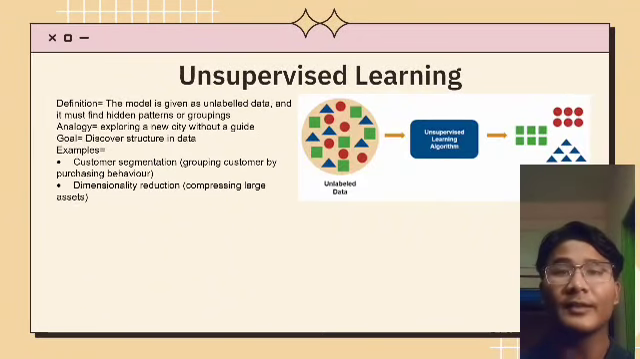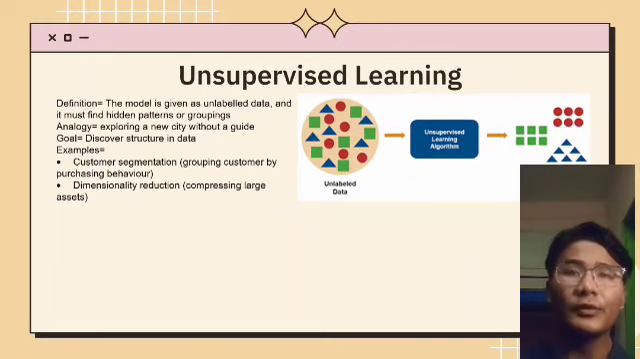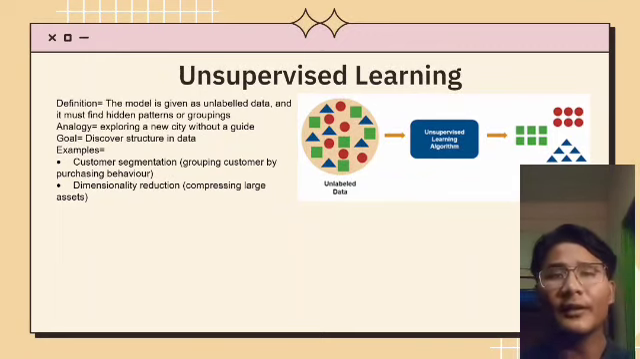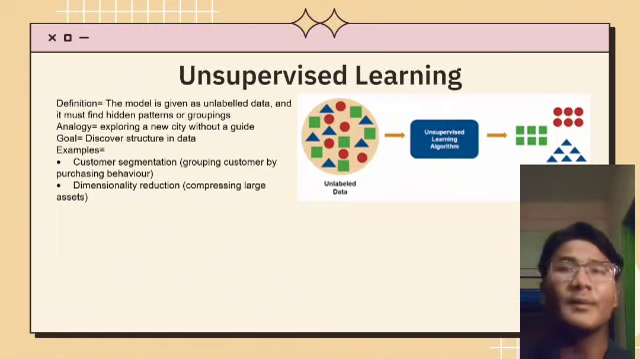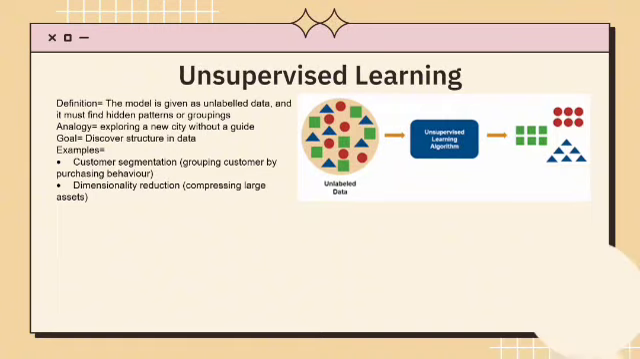Next is unsupervised learning. Here, the data is unlabeled, so the model has to find hidden patterns or groupings by itself. It's like exploring a new city without a map. A common example is customer segmentation, where businesses group people based on their shopping habits. The diagram shows raw, unlabeled shapes being organized into meaningful clusters.